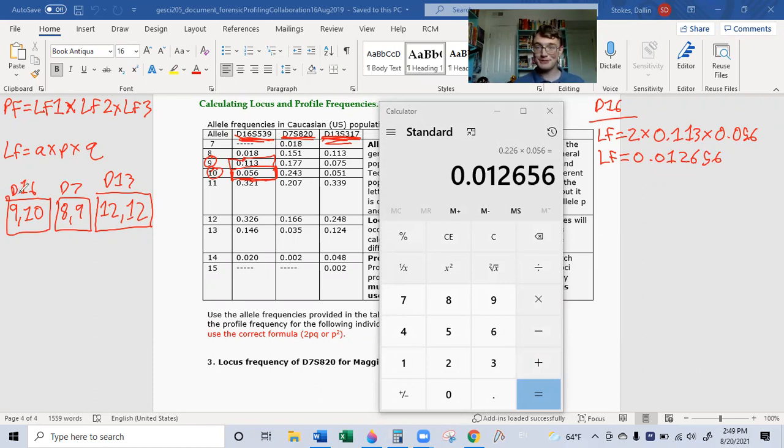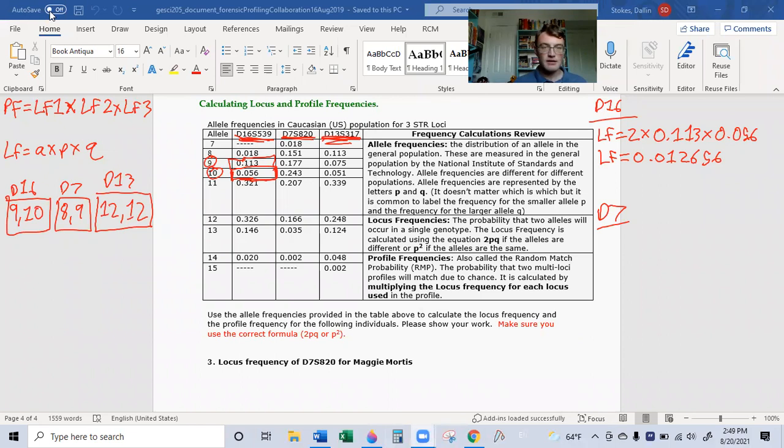We just found locus frequency 1. Now let's go do D7. At the D7 locus, my example guy has an 8-9 combo. Let's close this back down here. So let's go look at the D7 set here. So we're looking at D7. Make sure you're looking at the correct column here. We have an 8-9 combo. So the odds of having it, so we've got A, so 8 and 9 are different.